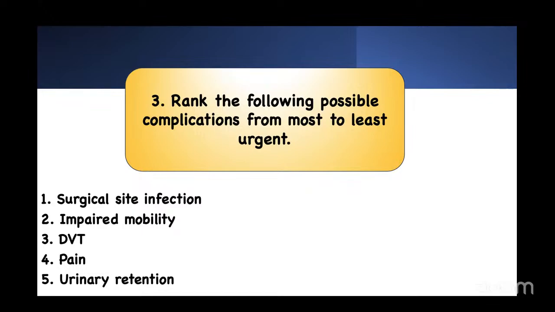Then you have to worry about their pain. And then you have to move them. Impaired mobility is a problem. It can cause problems. And then urinary retention. That's the order in which you should worry. So ranking them in order, it has to be DVT, surgical infection, pain, impaired mobility, and urinary retention.